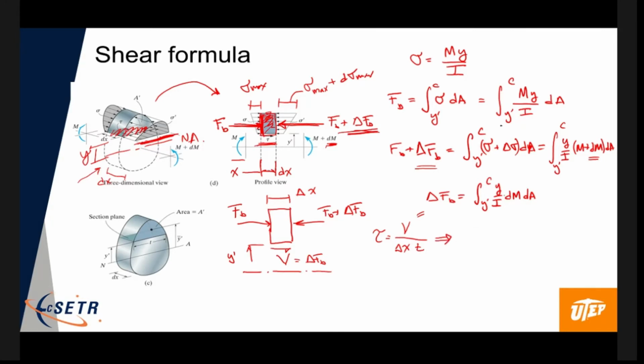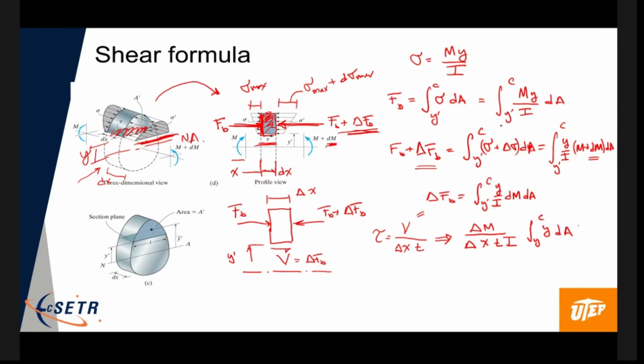So this now becomes the following. I and delta M don't change with y. They're constant over the cross-sectional area, so I can take those out. So I have delta M over delta x times t times I times this integral from y prime to C of y dA.